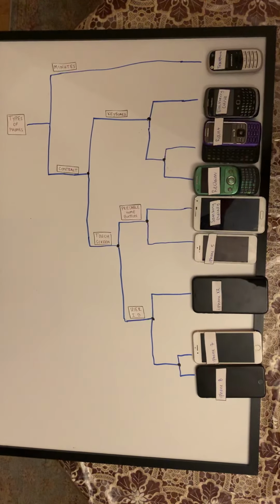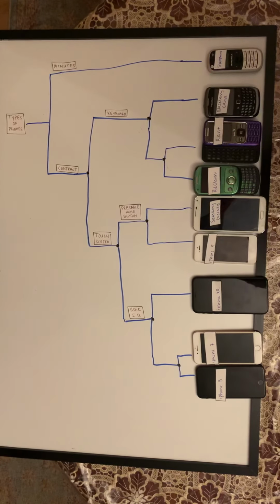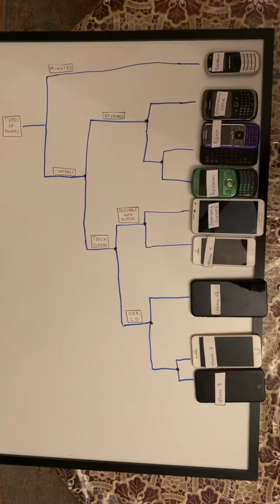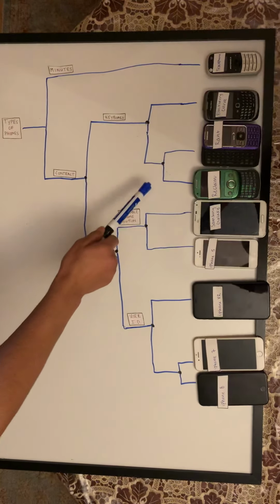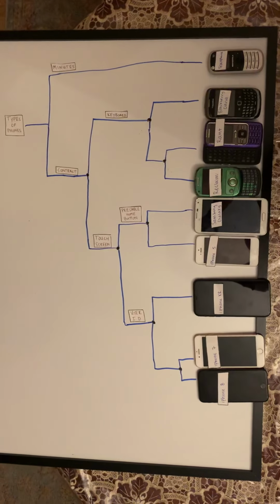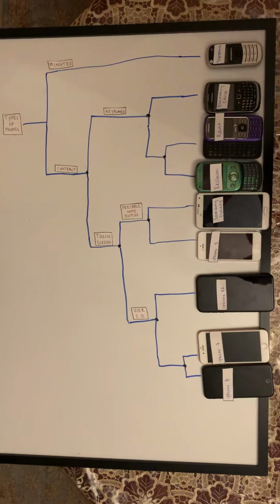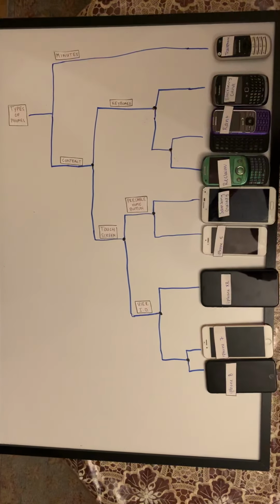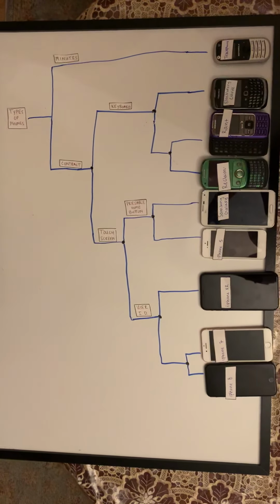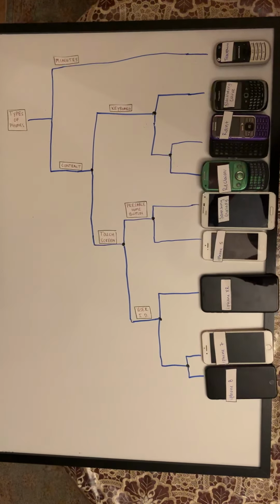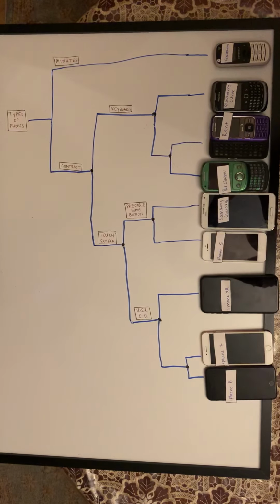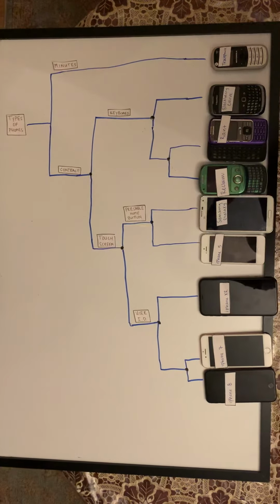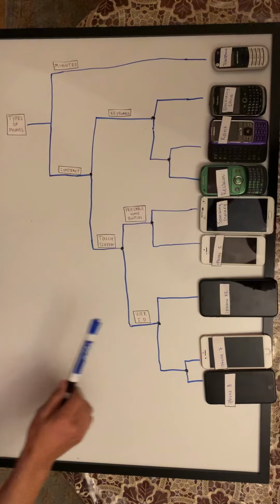The common ancestor between operational taxonomic units is indicated by the internal nodes, aka the black dots you see throughout the tree. For example, the black dot right here signifies a common ancestor between the Samsung Reclaim and the Samsung Rant. At these black dots, cladogenesis, or the splitting of a single lineage into two, takes place. Anagenesis is the evolution within a lineage over time, and that is represented by our horizontal lines throughout the tree.